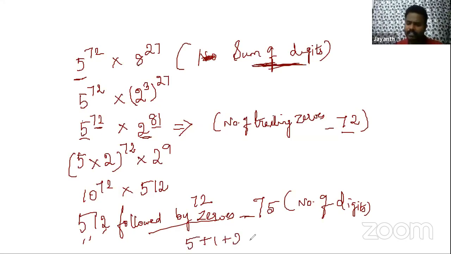Plus, the remaining are all zeros. 5 plus 1 plus 2 is what? 6 plus 2, which is what? 8. So the sum of the digits present in the product is 8. Is it clear?